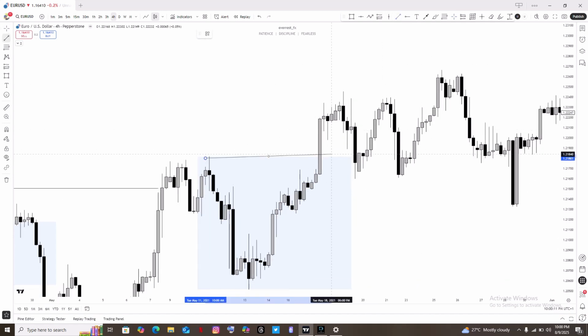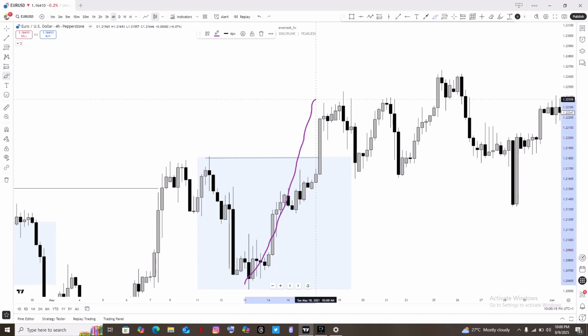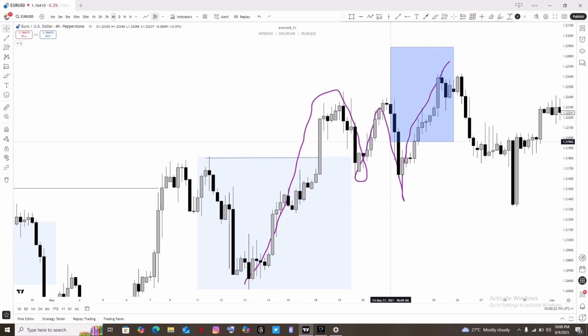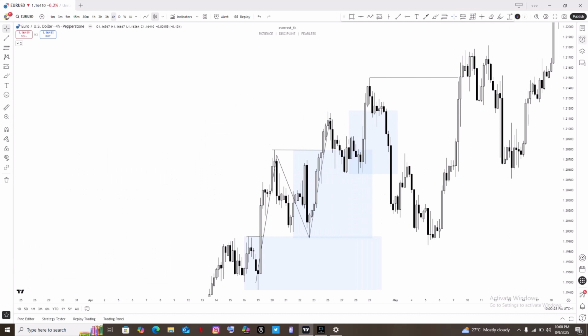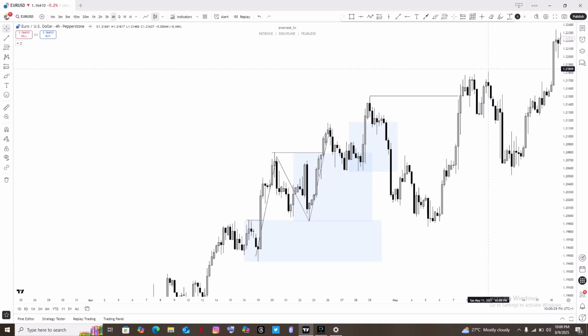Now we had a break of structure here. Look at this, a break of structure to the upside. The market came back and respected that order flow before it continued creating other structure. So that is just what you need to know about order flow.